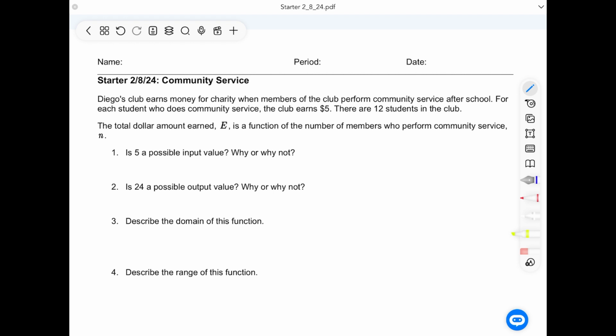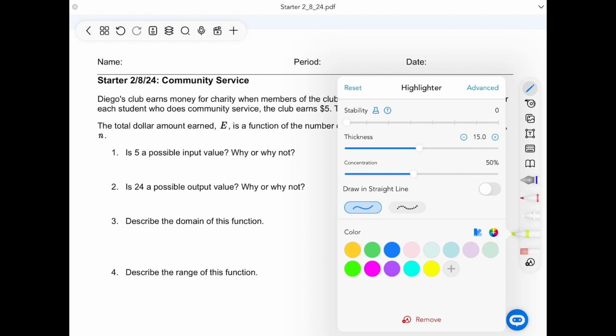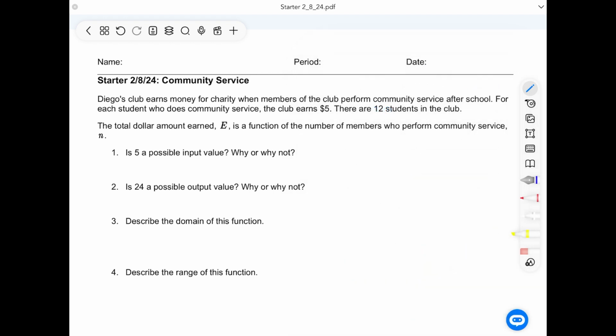So, this starter problem is called community service. It says Diego's club earns money for charity when members of the club perform community service after school. For each student who does community service, the club earns $5. There are 12 students in the club. The total dollar amount earned, E, is a function of, I want to go ahead and pause right there and grab my highlighter because here's that phrase, is a function of the number of members who performed community service. They call that N.